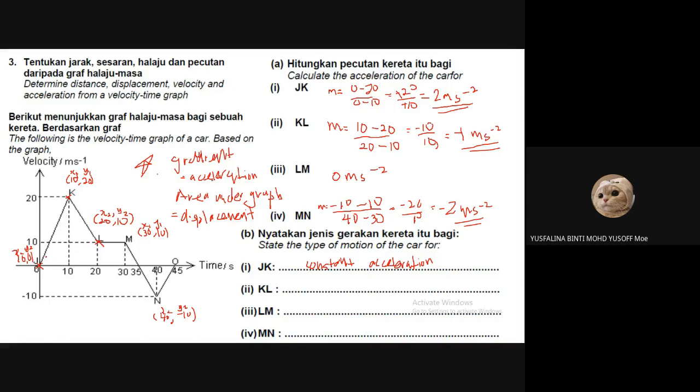If you draw the triangle, like I taught you before, let's say there's no value here. They didn't give you 20, 10, all the values not given. So you just draw a triangle. When you draw a triangle here, you can see all the triangles are the same size, so the gradient is the same. The gradient represents acceleration. Gradient same, acceleration same, so constant acceleration or uniform acceleration. Alright, very good.